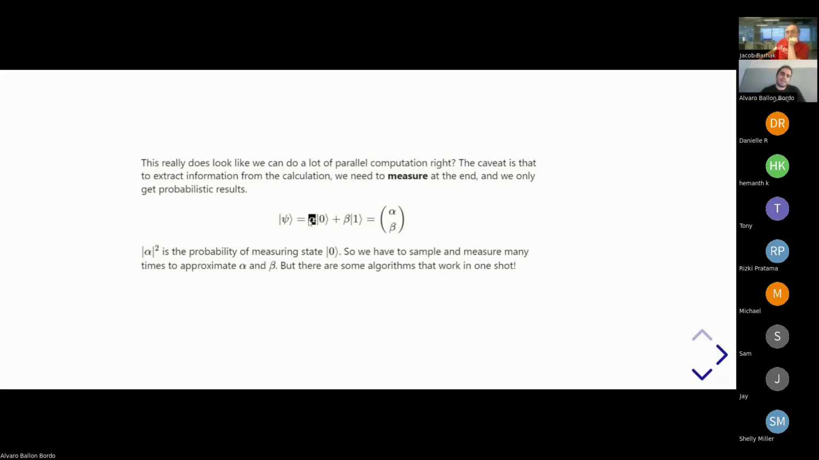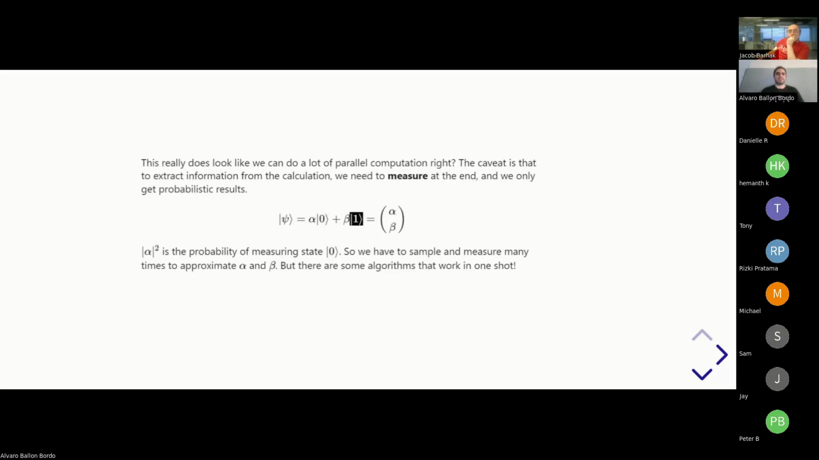And what these alpha and beta represent is the probability of measuring it in 0. For example, when you take the complex modulus of alpha and square it, alpha squared represents the probability of measuring 0. So if I have this at the end of the calculation and alpha squared is 0.6, then I will have a 60% probability of measuring 0, and a 0.4 probability of measuring 1.